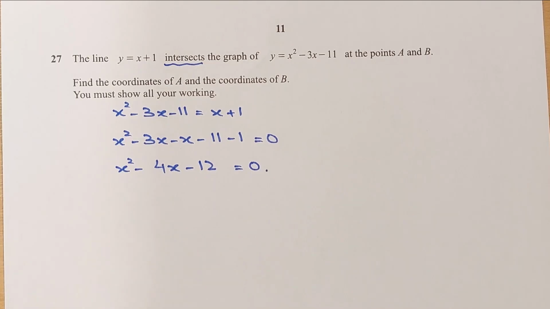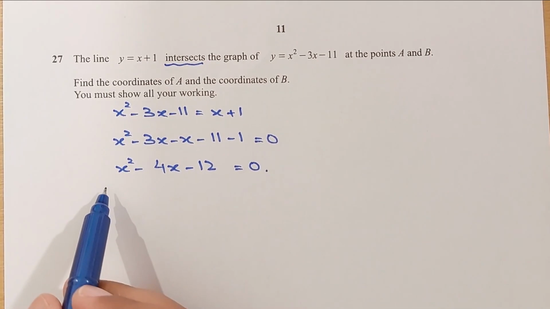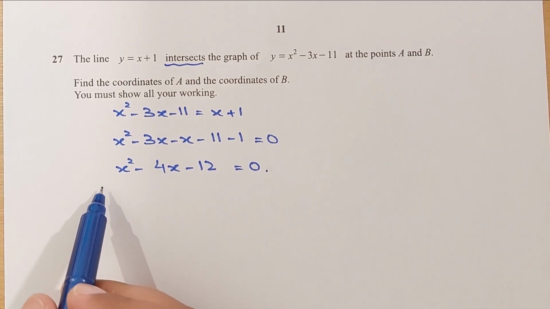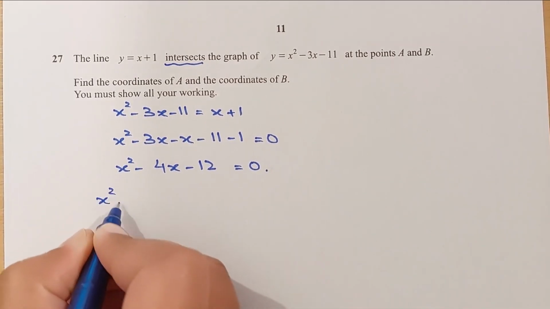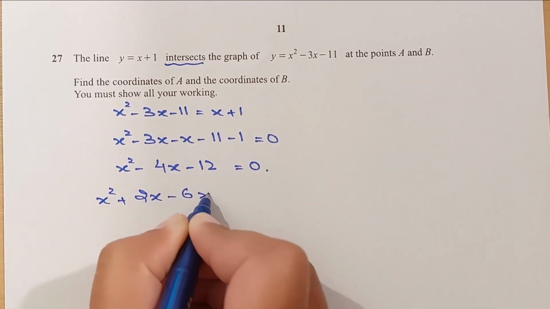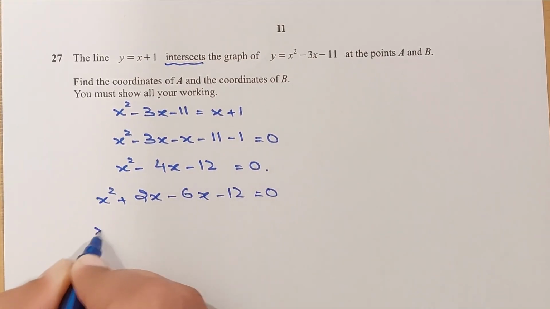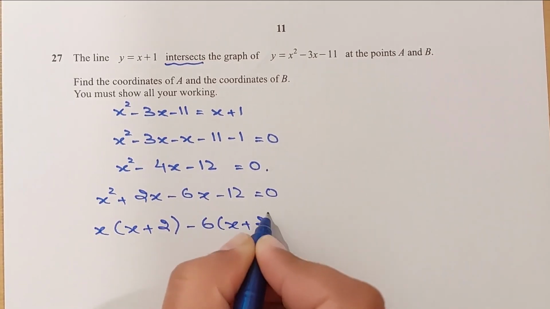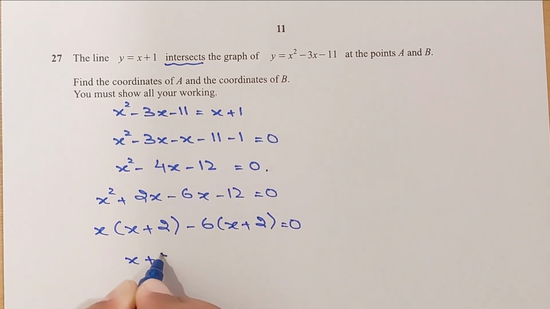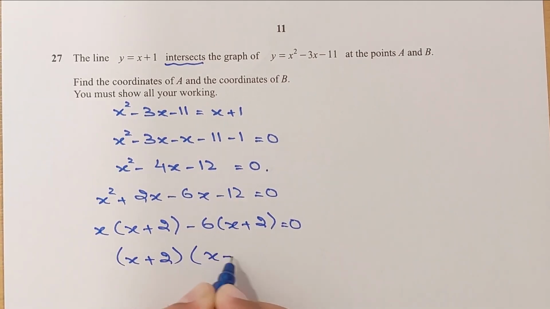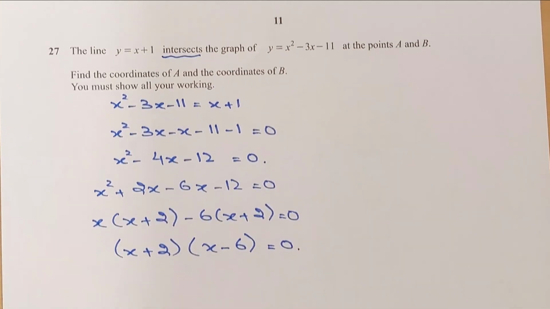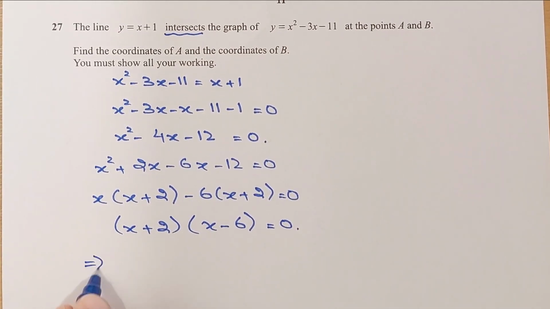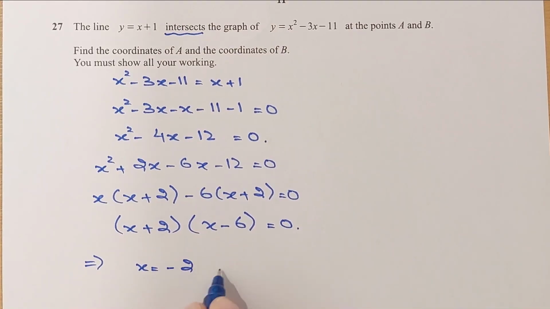So let me factorize this. This is 12 and we have to make it negative. 2 times 6 is 12, and 2 minus 6 is minus 4. So x squared plus 2x minus 6x minus 12 equals 0. x is common, x plus 2 is left, minus 6 is common, x plus 2. So the factors are x plus 2 and x minus 6 equals 0, right? So from here we get two values for x: x equals minus 2 and x equals positive 6, right?